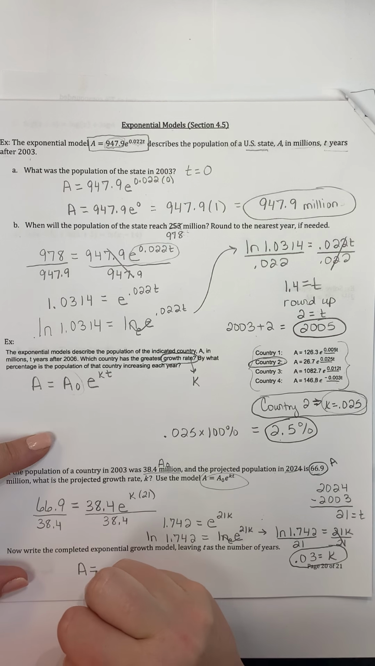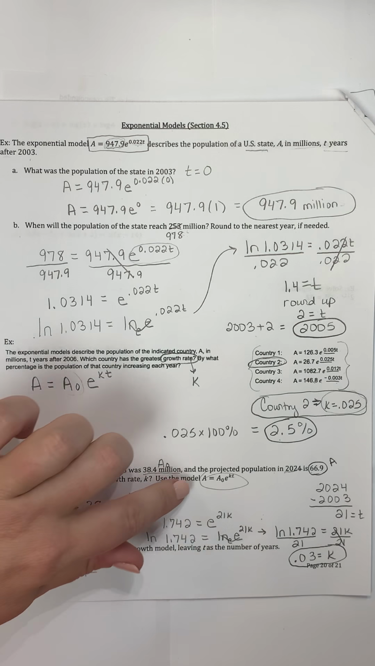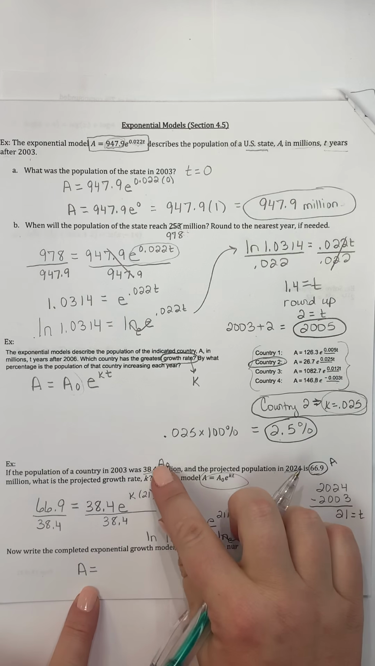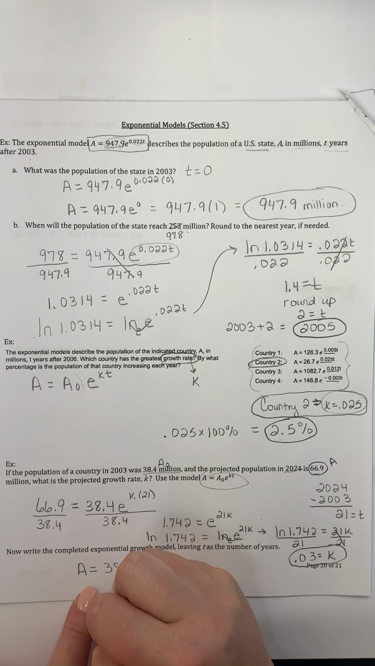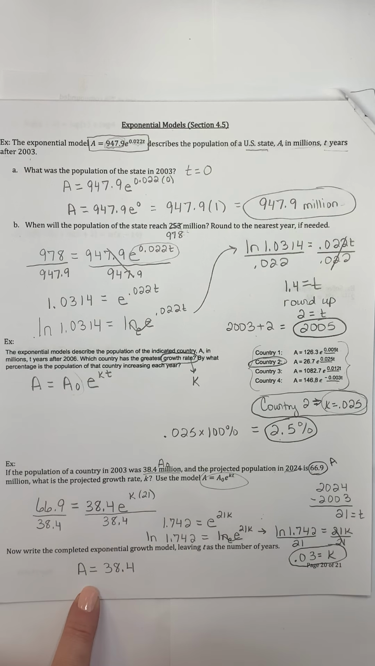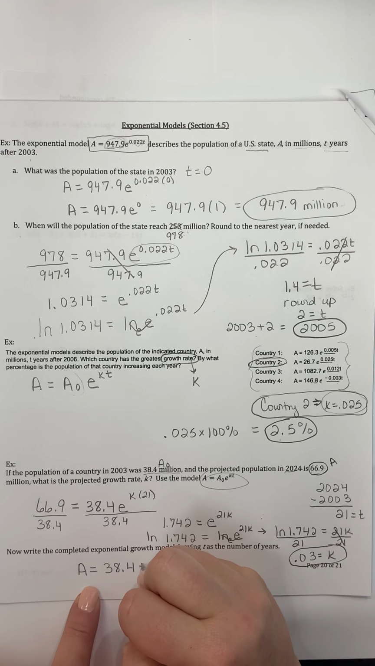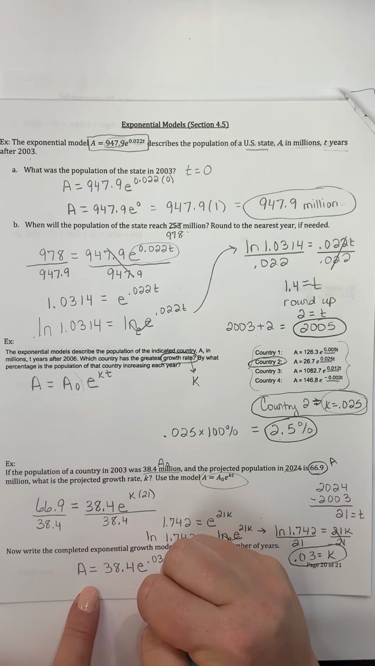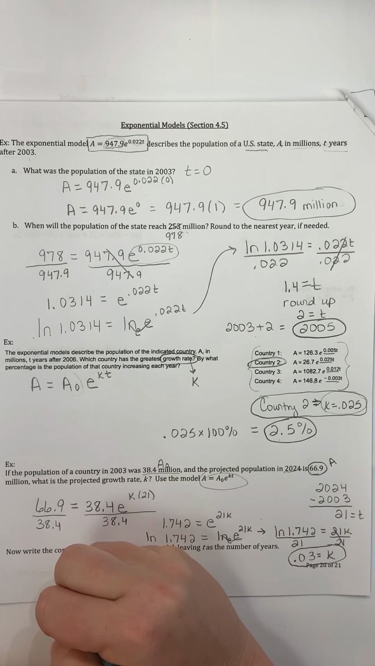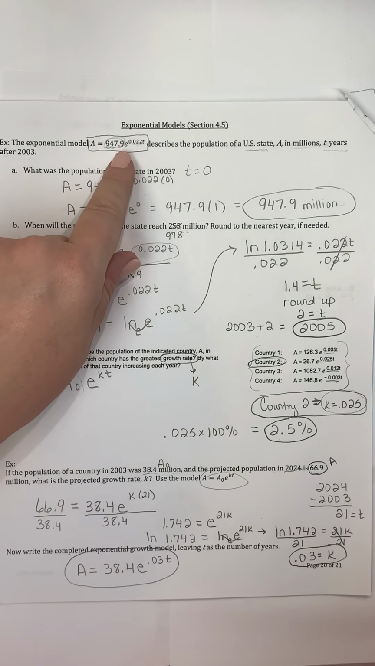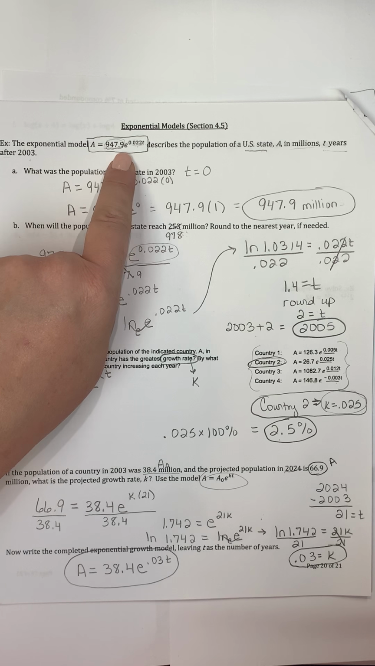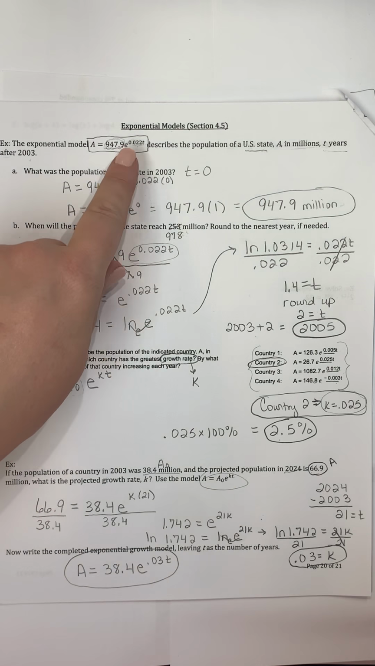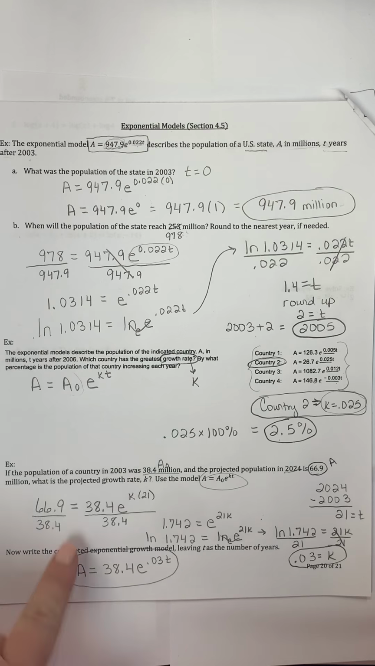We're gonna leave A alone, because you always leave A. We're gonna put in the original, then we're gonna have e to this k value times t. This is the growth rate. It looks a whole lot like this one did up here, right? So we're all ready to use it. We have everything we need to try to find a projection in the future, okay?